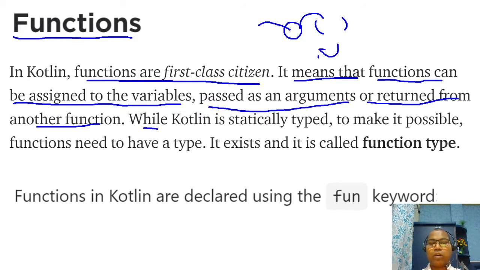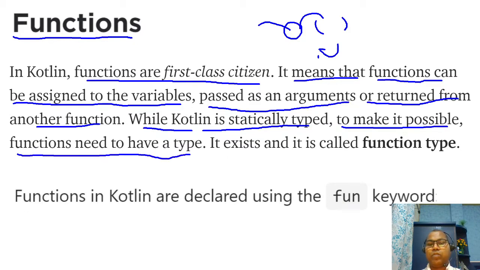Kotlin is a statically typed language, so to make it possible, functions need to have a type. It's sometimes called a function type. Whenever we are talking about functions, please consider that functions in Kotlin are first class citizens, so you can assign a function to a variable, pass it as an argument, or return it from a function.